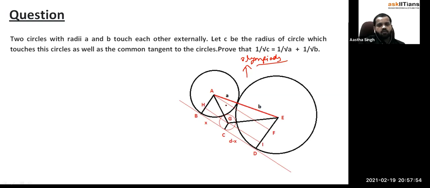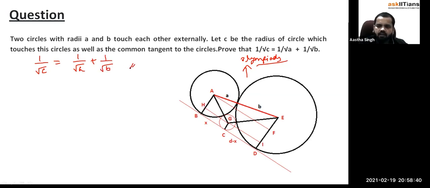So look at the question carefully: the circles A and B touch each other externally, right? And C is the radius of a circle which touches the circles as well as the common tangent. So this is basically the smaller circle touching both circles externally. It is the condition of three circles touching each other externally, and also touching the common tangent, which is BD. So you need to prove that 1 upon under root of C, where C is the radius of your smaller circle, will be equal to 1 upon under root of A plus 1 upon under root of B.